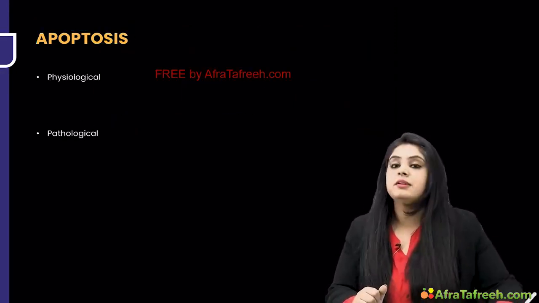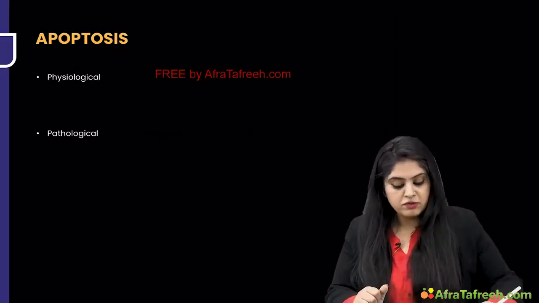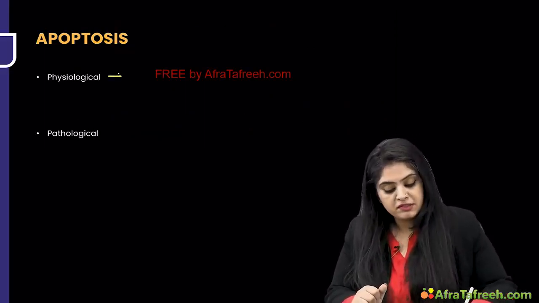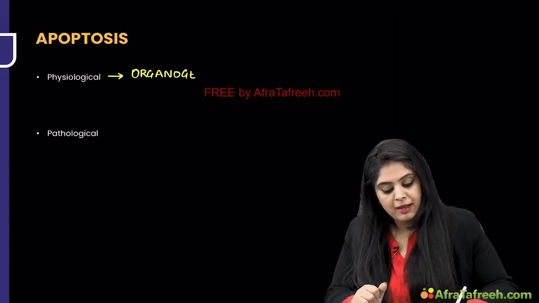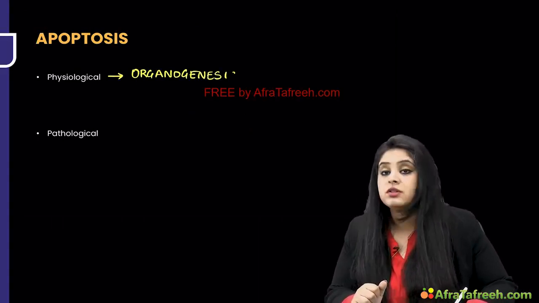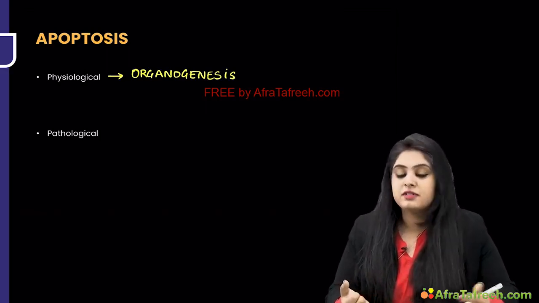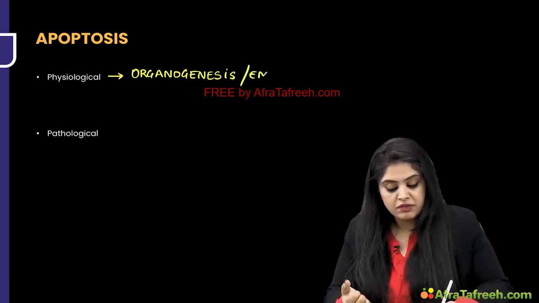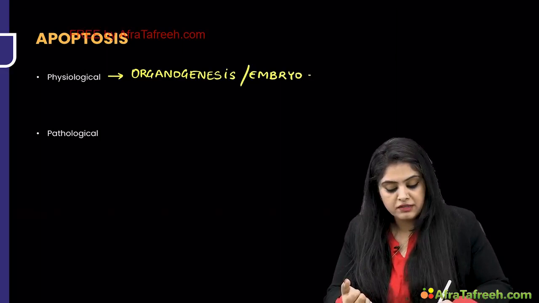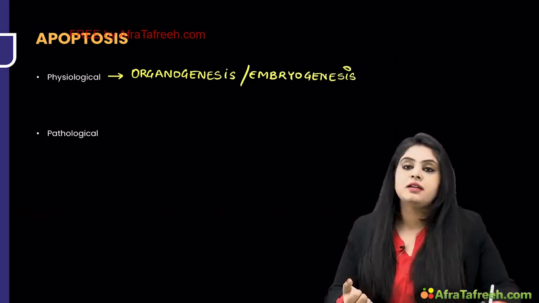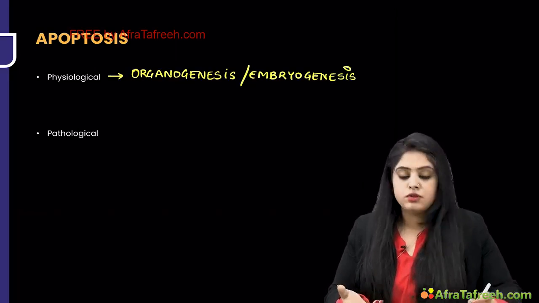So let us study some examples. When is it said to be physiological? And the most famous example is organogenesis, when the organ formation is happening in the body. Guys, which system or which time of the life does that happen? At the time of the embryo. So that is embryogenesis. Organogenesis or embryogenesis is the time in life where, physiological, normal.